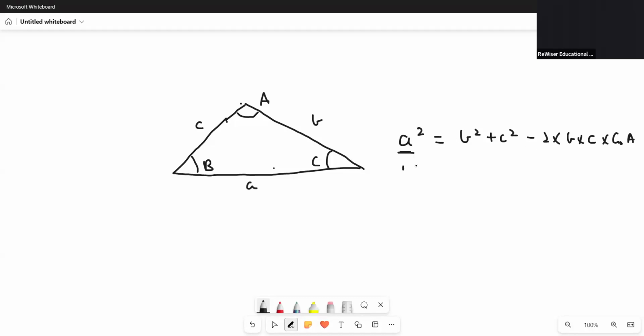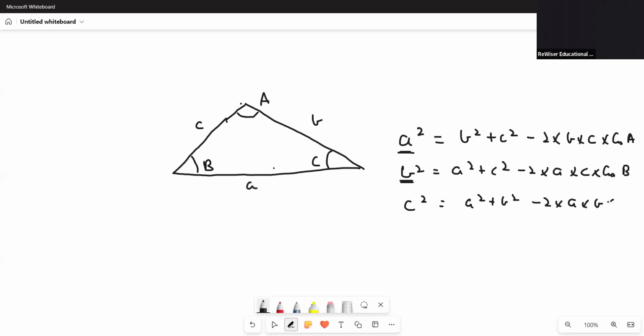So let's repeat this. If I'm writing B squared here, I'll blindly write the square of the other two sides minus 2 into A into C into cos of B. And similarly, if I'm writing for C squared, that has to be A squared plus B squared minus 2 into A into B, and that's into cos of C. So this is known as my cosine rule. All of you, please note it down. This is very, very important in the paper.